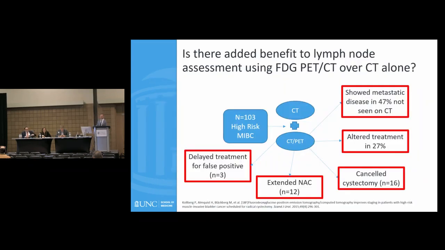So this brings up the question, is there an added benefit to lymph node assessment using PET imaging rather than CT alone? This was a nicely done prospective study of 100 patients with high-risk muscle-invasive bladder cancer who were all fit for cystectomy. These patients received CT as well as a PET CT with FDG, and then the authors looked at, well, did the FDG PET actually change our management? And you can see here it did.